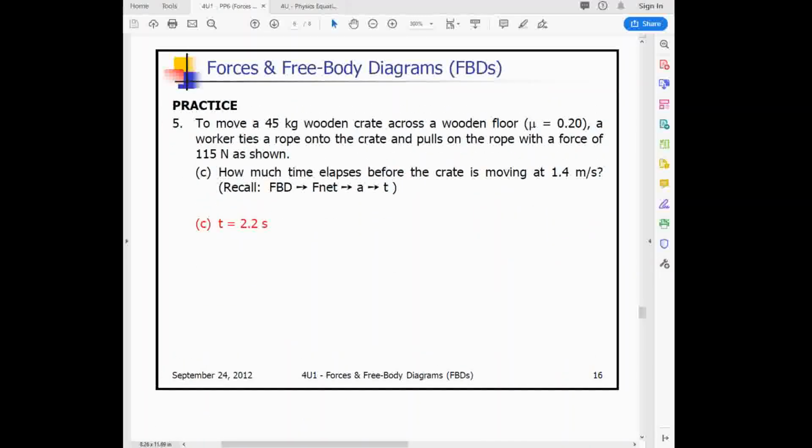And lastly, we know that we can use the free body diagram to find the net force. We can then use that to find the acceleration, and then use that to find an unknown like t. So I won't go through this problem. I'll let you try to solve it.